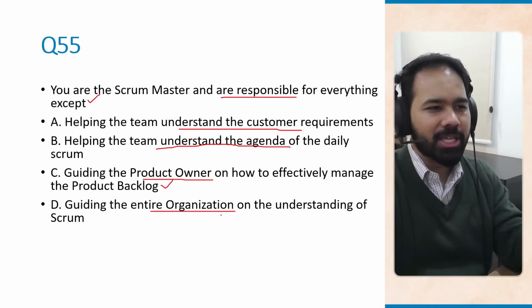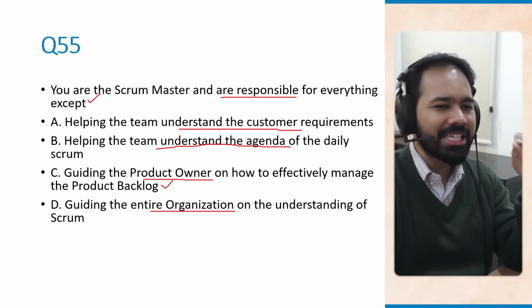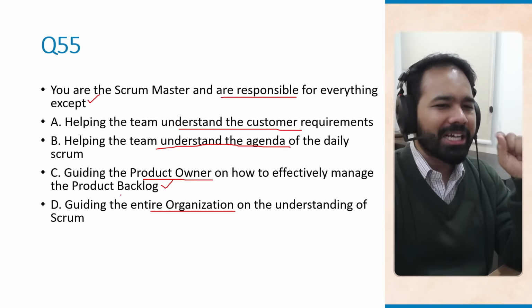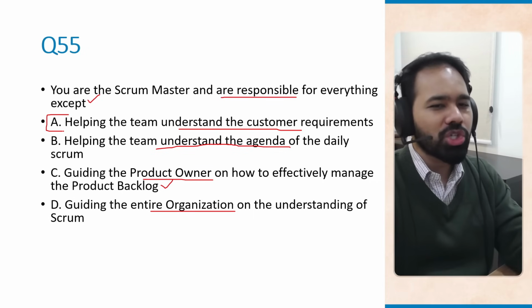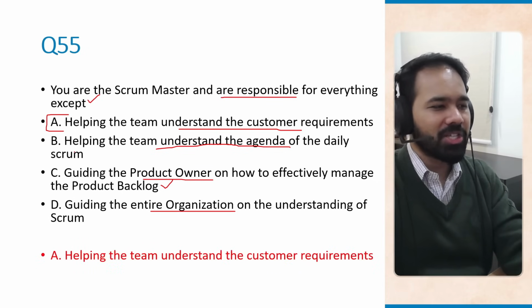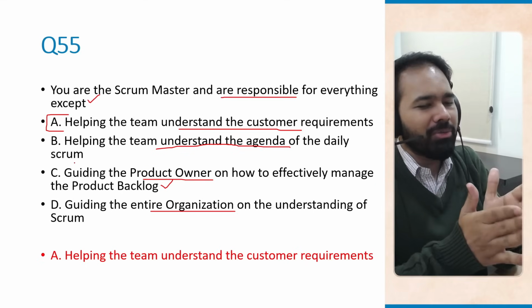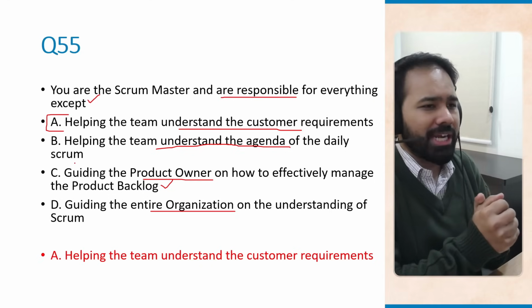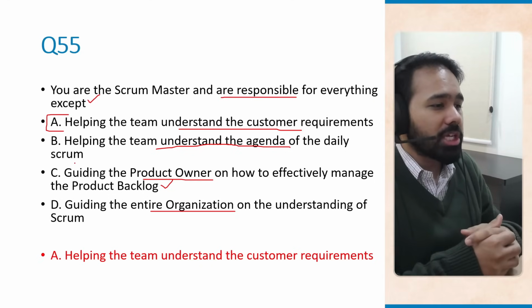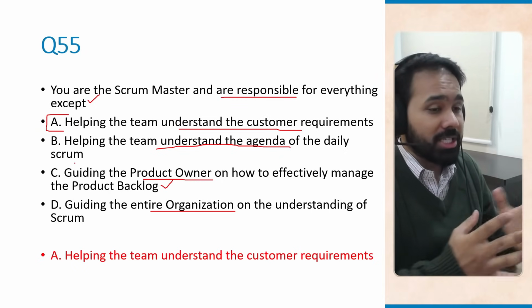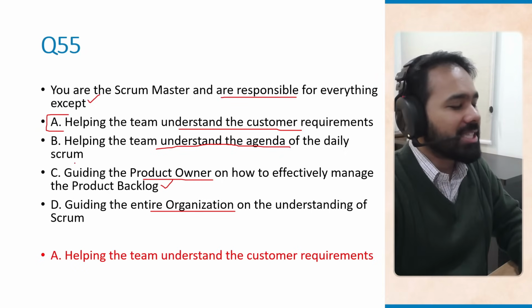The answer might be surprising, because you might have to read this twice to find the nuance. But the correct answer here is option A. It is not your job as a Scrum Master to make sure that the team understands the customer requirements. And this is the difference between a Scrum Master and a project manager. When we are talking about a project manager, it might fall into the responsibility of the project manager to ensure that the Scrum team, or not just the Scrum team, but the project team understands the requirement.